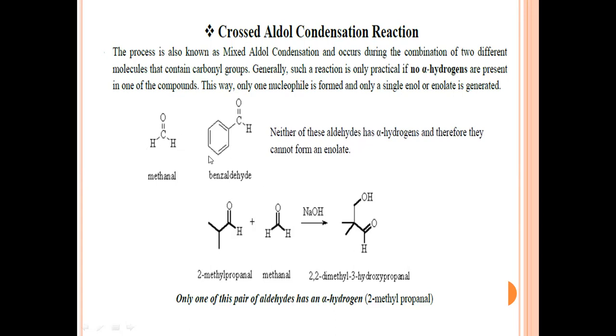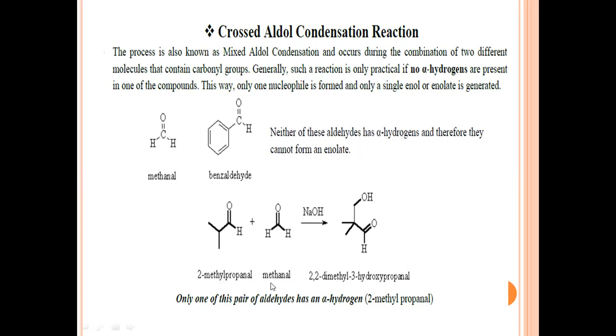So when both of them go for the aldol condensation type of reaction, this type of aldol condensation is known as mixed aldol condensation, or we can call it a crossed aldol condensation, in which one compound contains the presence of alpha hydrogen atom and another compound has absence of alpha hydrogen atom. Neither of these aldehydes has alpha hydrogen and therefore they cannot form the enolate ion.